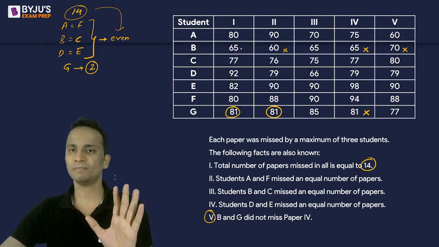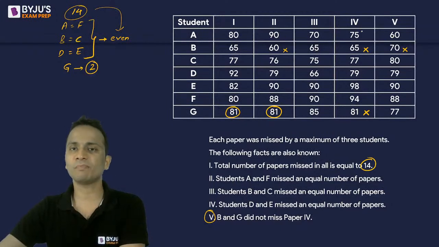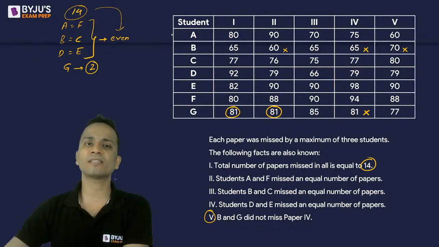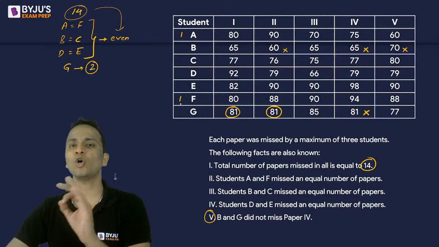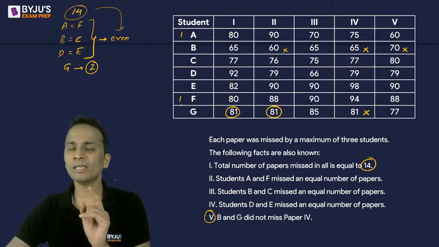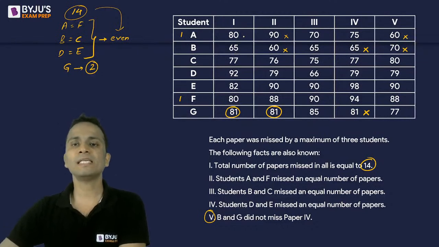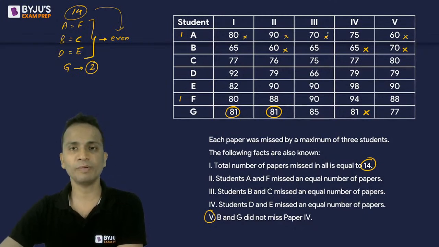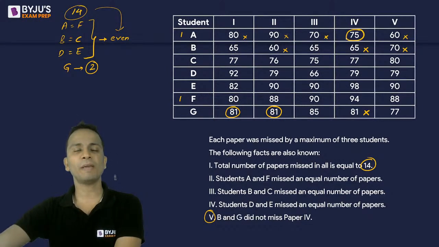Let's go back to A, right? Let's talk about A. Now A has all the marks distinct. So it is very clear that A will miss only one paper and hence F will also miss only one paper. Now let's talk about the paper that A will miss. So highest and lowest cannot be missed. I will remove them. Then second highest and second lowest again cannot be missed. 80 and 70 cannot be missed. Okay. So from here I can say that A must have missed paper number 4.